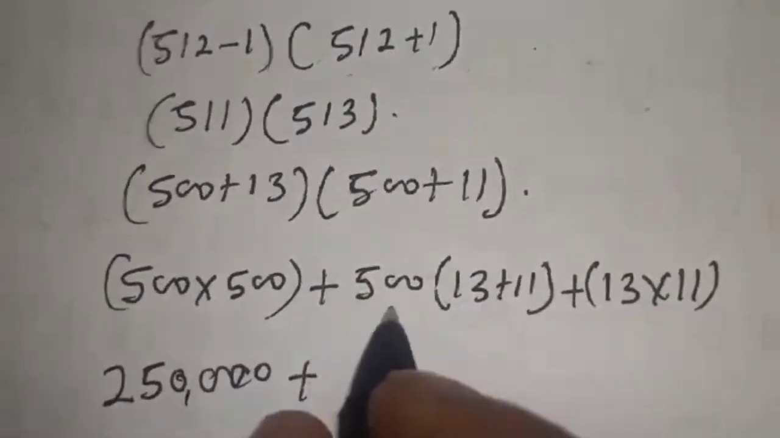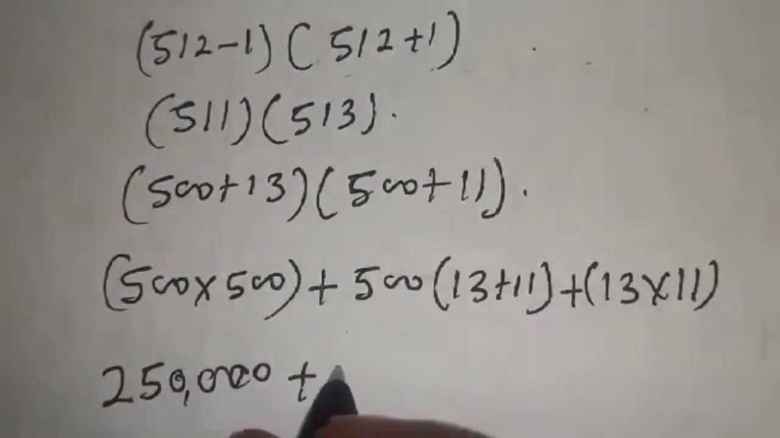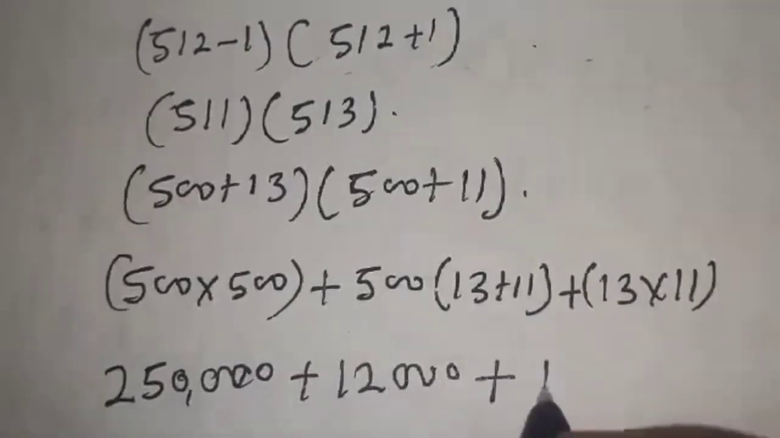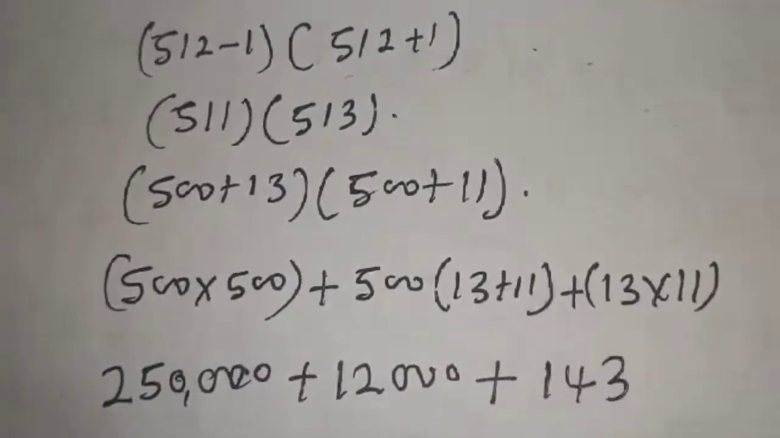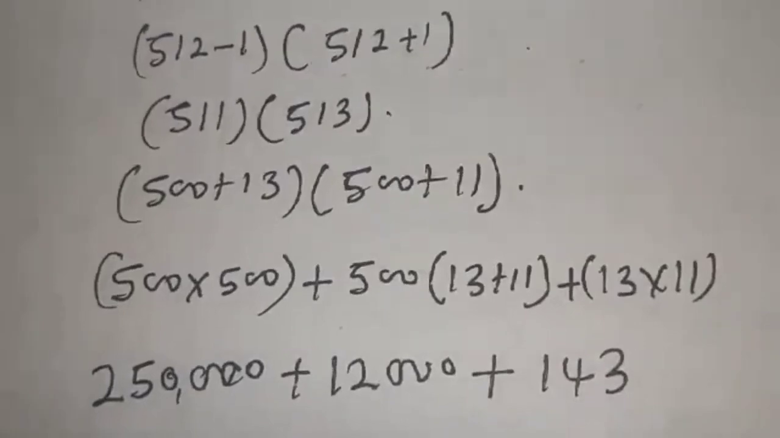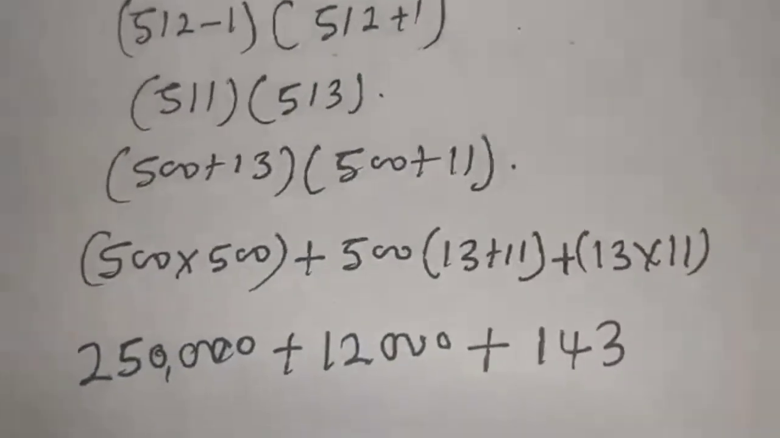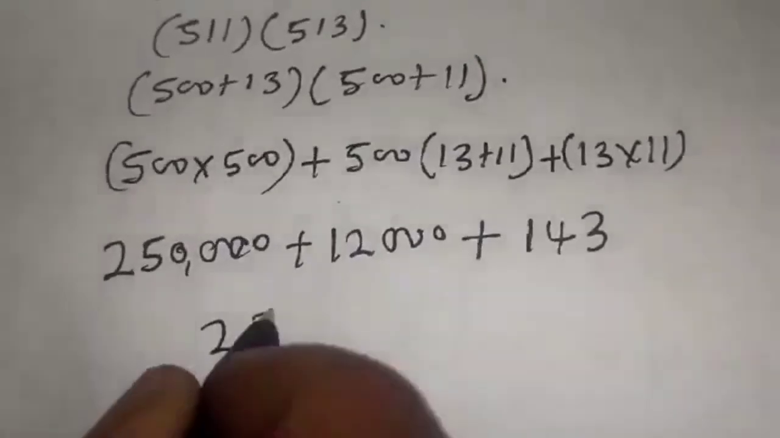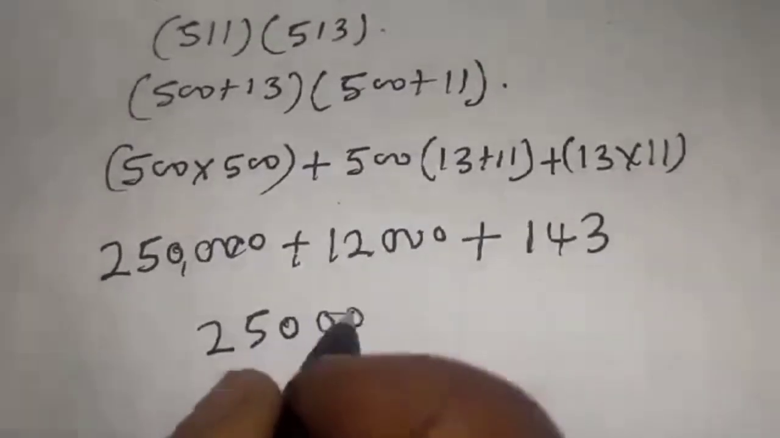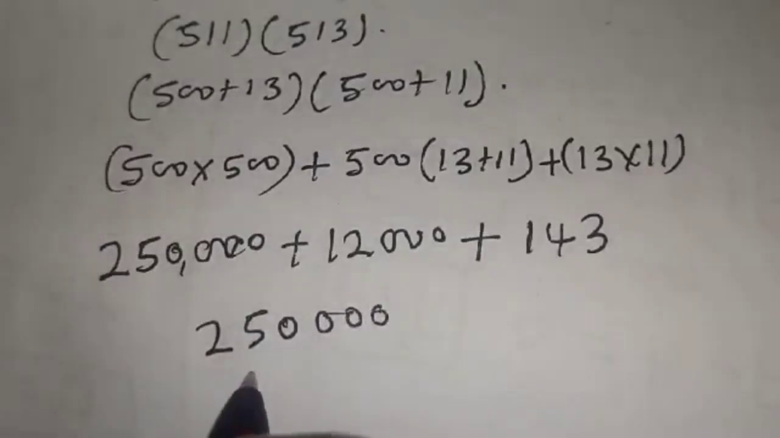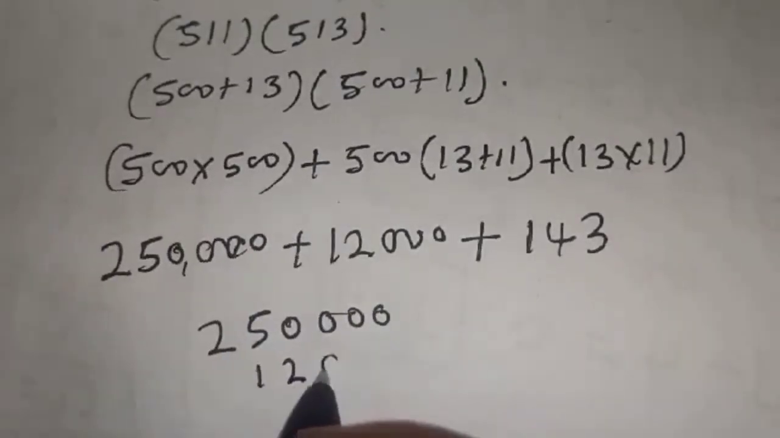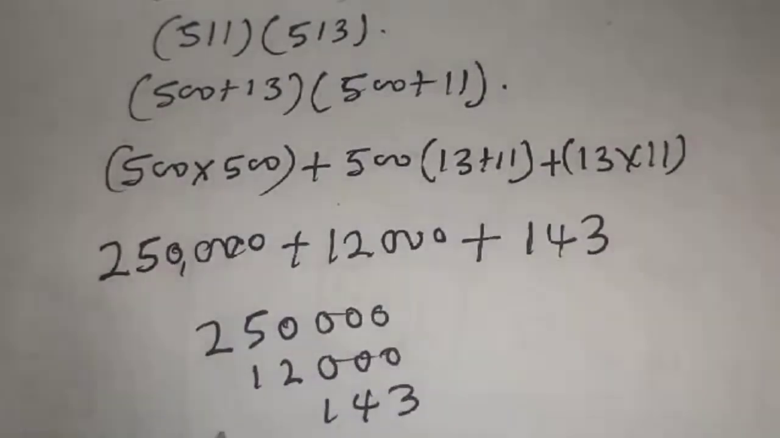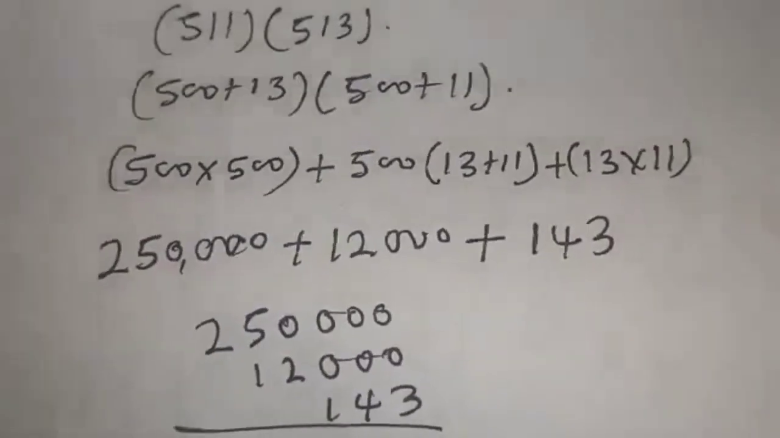Plus, if you open this bracket, we have 12,000 plus 143. Now we have 250,000 plus 12,000 plus 143. Let's add everything together.